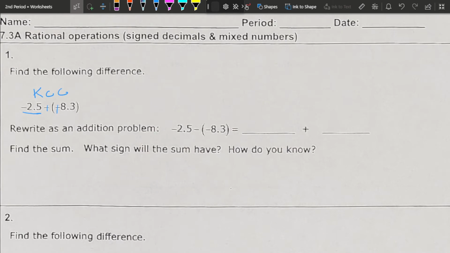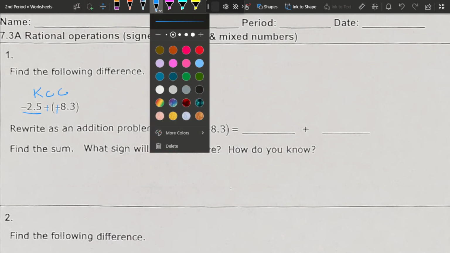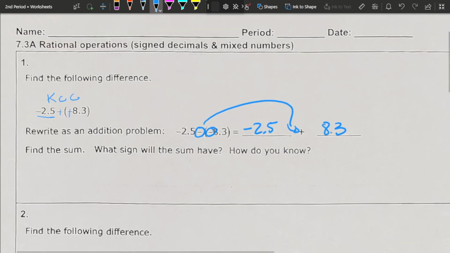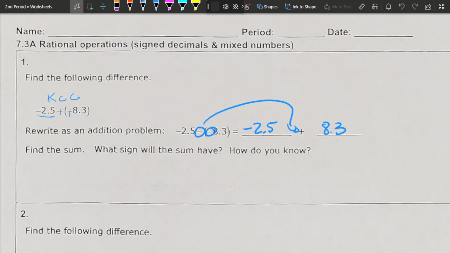So we keep the first one as is. Negative 2.5 is still negative 2.5. Now this changes to plus, and then we change this to plus as well, so it's just 8.3. But now we have opposite signs, so we need to subtract, and we still keep the sign of the bigger number. So the question is, find the sum. What sign will the sum have?